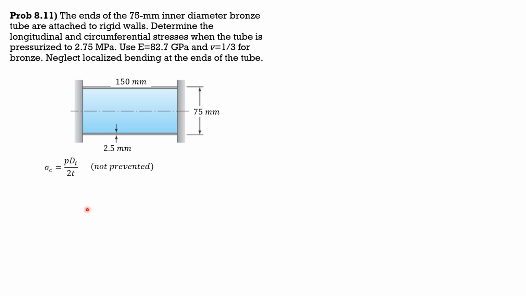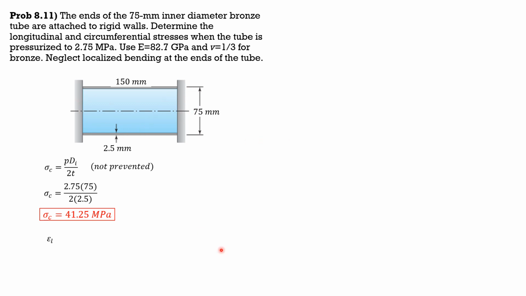So sigma sub c is pressure, 2.75 megapascals times 75 over 2 times 2.5. So it is equal to 41.25 megapascals.